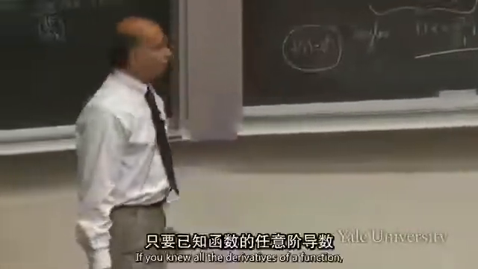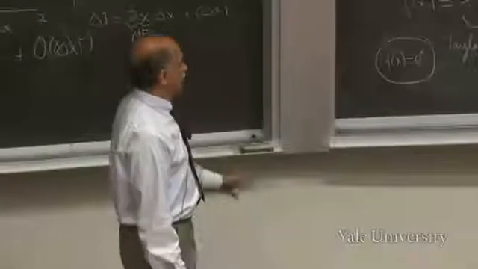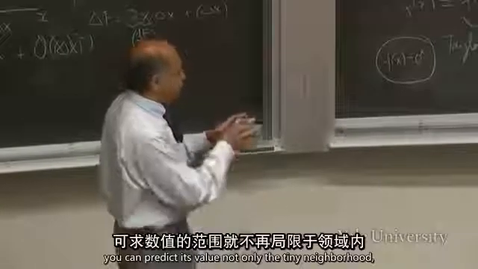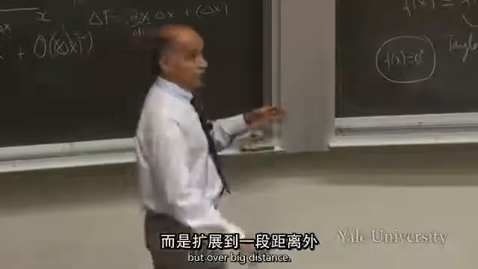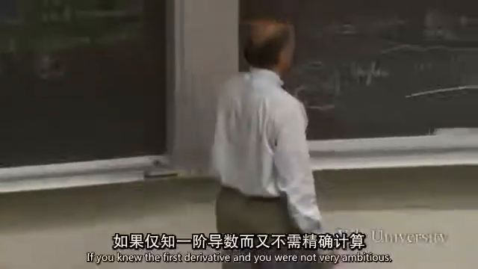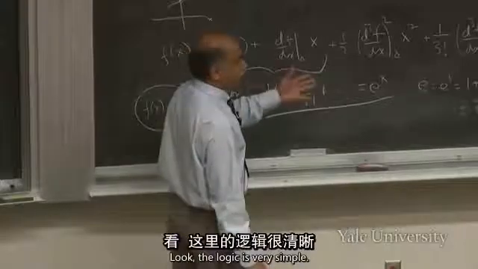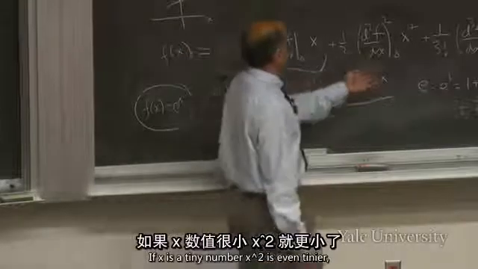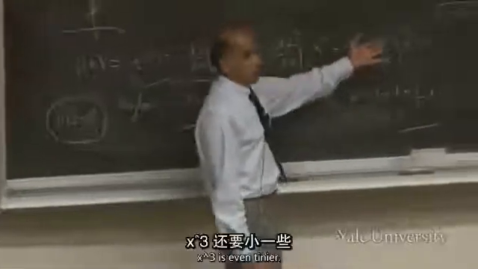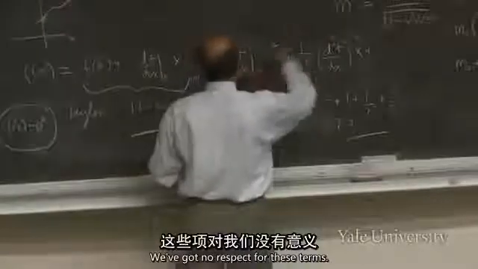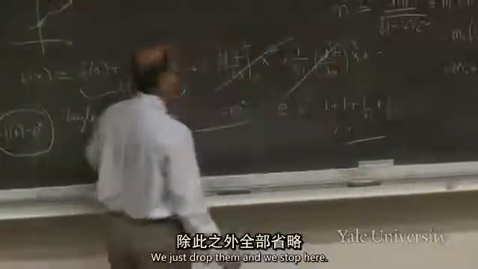So this is a very powerful notion. If you knew all the derivatives of a function you can predict its value not only in the tiny neighborhood, but over a big distance. If you knew the first derivative and you were not very ambitious, look, logic is very simple. If x is a tiny number, x squared is even tinier, x cubed is even tinier. We have no respect for these terms. We just drop them and we stop here.